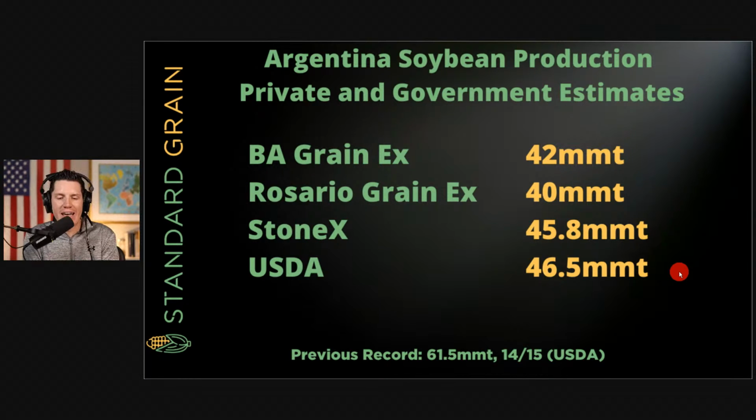They've reduced acreage of soybeans pretty substantially since that time, and they've increased acreage of corn. But these crop estimates are declining here, with USDA at 46.5 and the grain exchanges at 40 to 42. USDA is probably going to come down with their estimate next week.